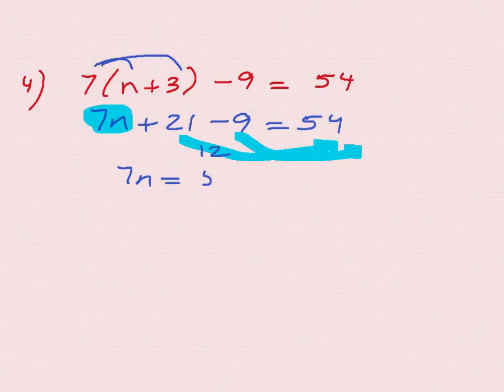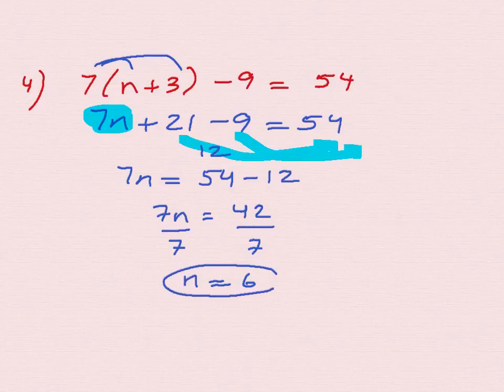When you bring it to the right, the 54 that's already there is going to now be subtracted by 12, and you're going to get 7n is going to equal 42. Then you want to divide, in this case, by 7, because the 7 is multiplied by the n, so n is going to equal 6.